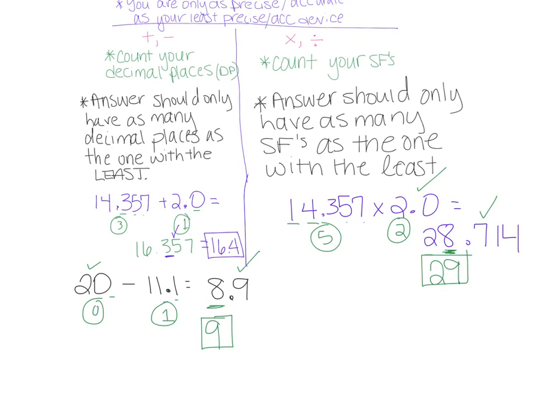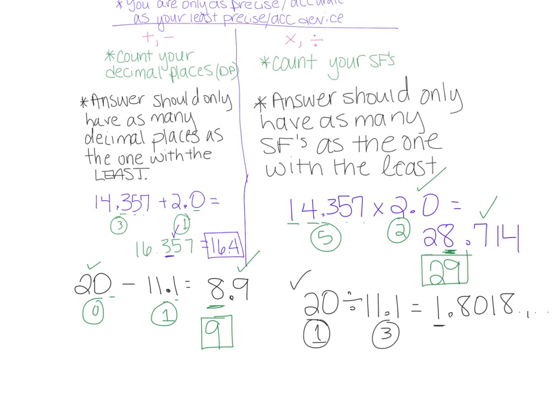And our final example, I'm going to go ahead and have 20. I'm going to divide it by 11.1. If you type that into your calculator, you actually get 1.8018 and so on. Okay, so looking here, we once again have to count our sig figs. This only has 1 significant figure. This one has 3. We have to use our 1 significant figure. So I'm going to go all the way from the left-hand side. This is our 1. We check it with the digit behind it, and that tells us that we have to round up to a 2.